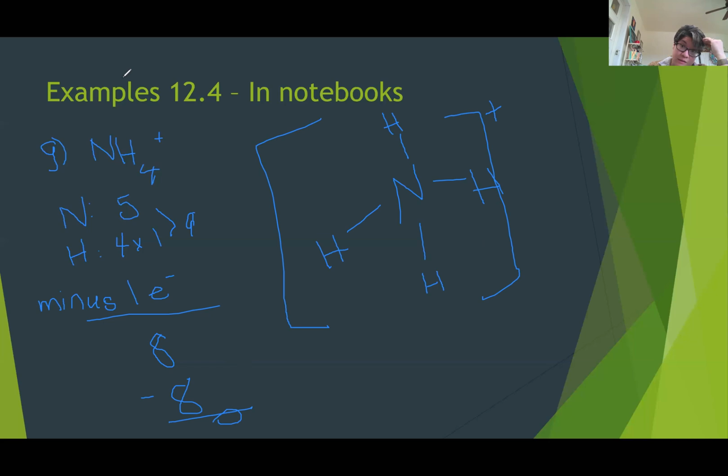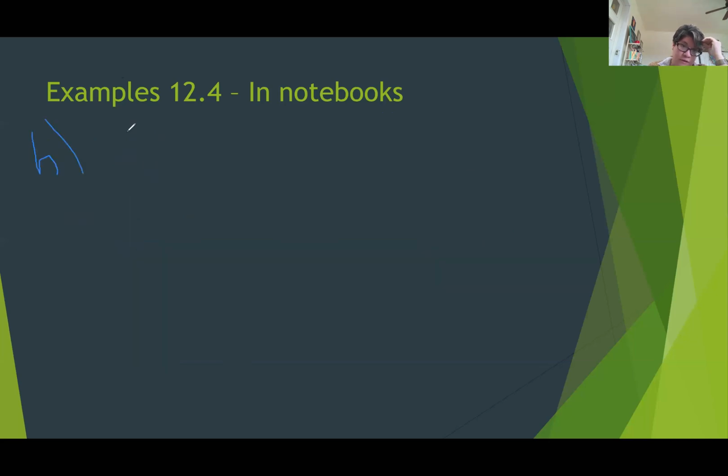Then we have H, ClO3 chlorate. Some of these should seem pretty familiar because we did them before. We're just drawing them now and finding out why they have weird negatives or positives. Chlorine has 7 valence electrons and oxygen has 6 times 3 of them. This is going to give us an odd number. So we're adding 1 electron. We're adding that negative.